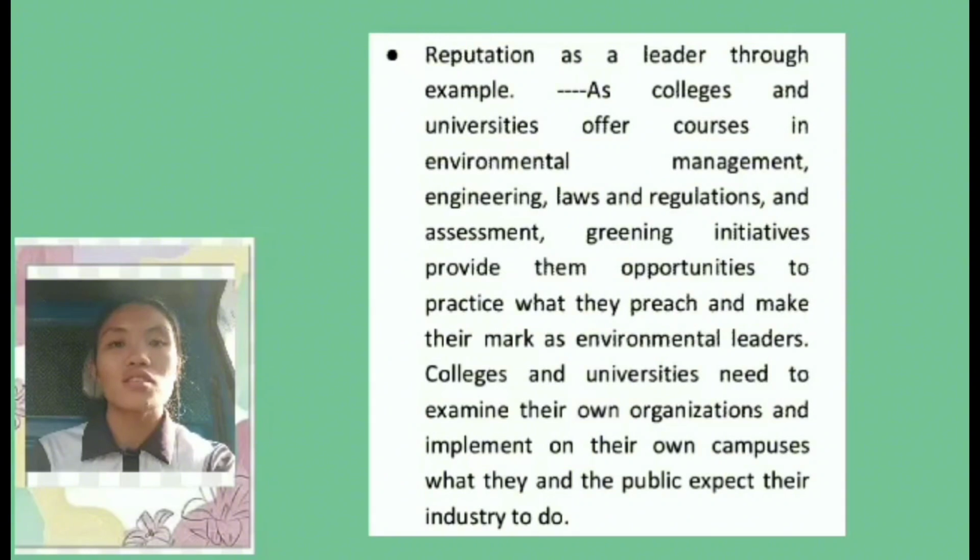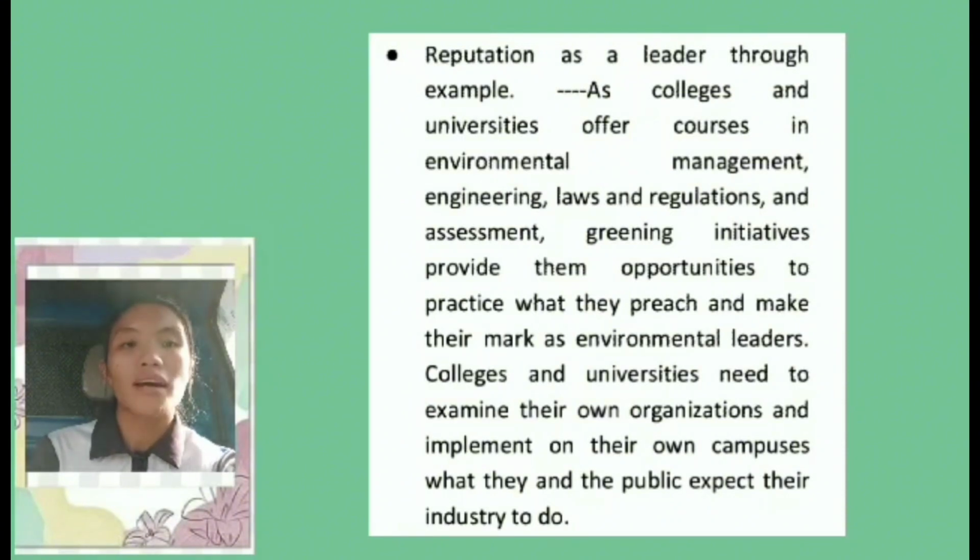Colleges and universities need to examine their own organizations and implement on their own campuses what they and the public expect their industry to do. So, in dealing with this kind of green initiatives, you as a leader are a good example, not just implementing the curriculum but also doing it by action. And also, it can enhance the good reputation for you as a good example or as a leader.